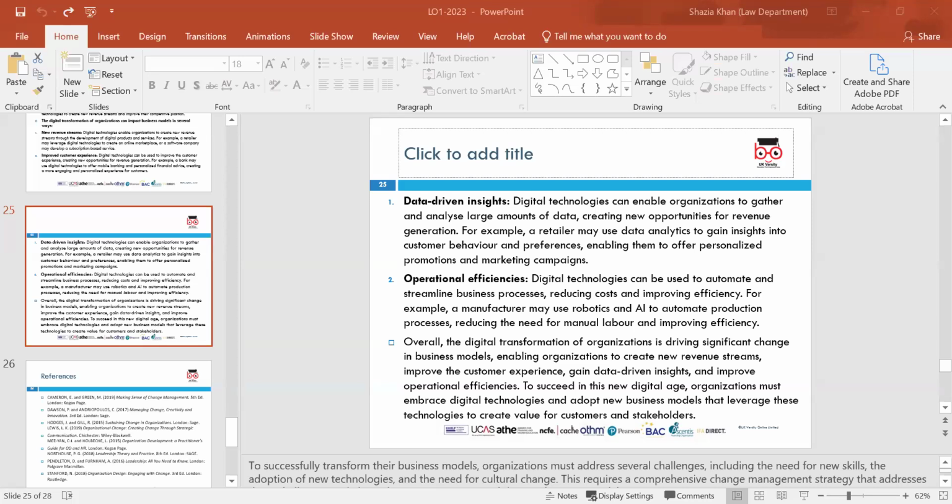Overall, the digitalization transformation is driving significant change in business models, enabling organizations to create new revenue streams, to improve the customer experience and gain data-driven insights, and improve operational efficiency.